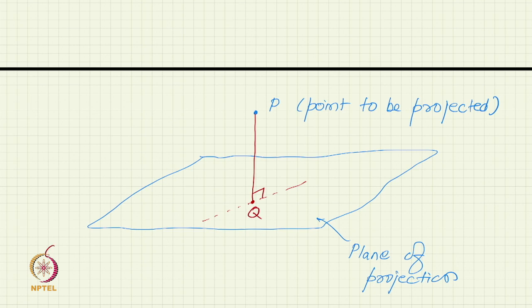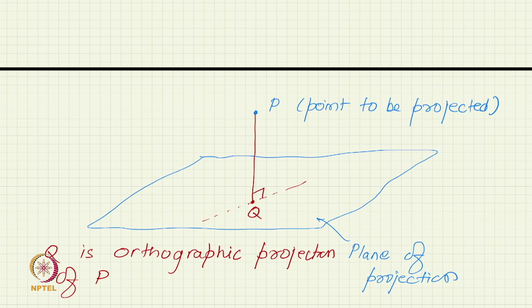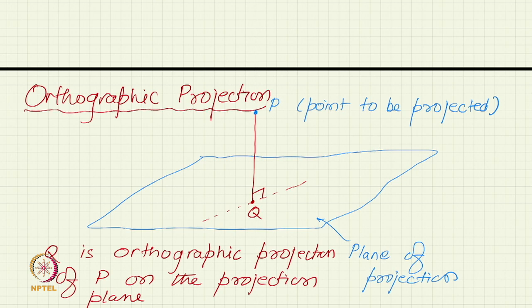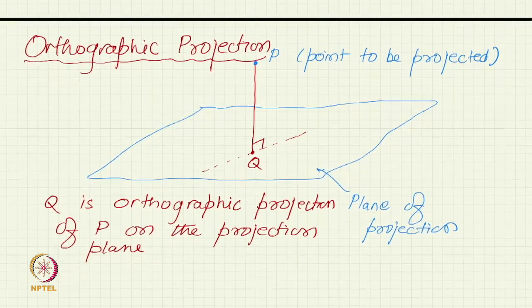Then Q is orthographic projection of P on the projection plane. So, that is the orthographic projection for you. We all know this. For the sake of completeness, I am writing this here, because this is the common projection which we keep doing all the time.